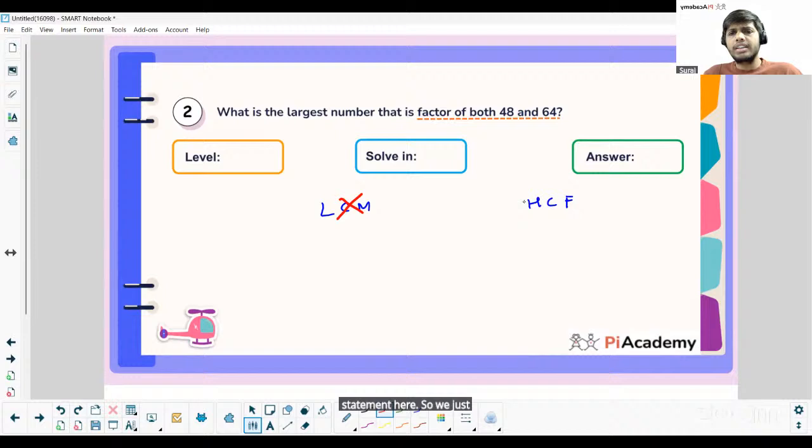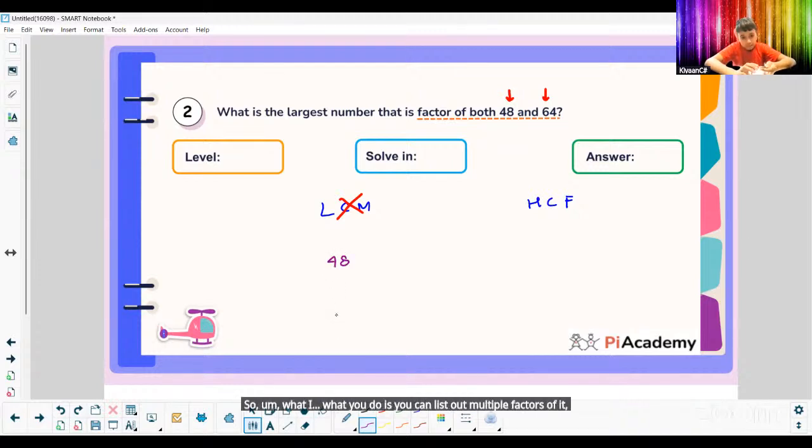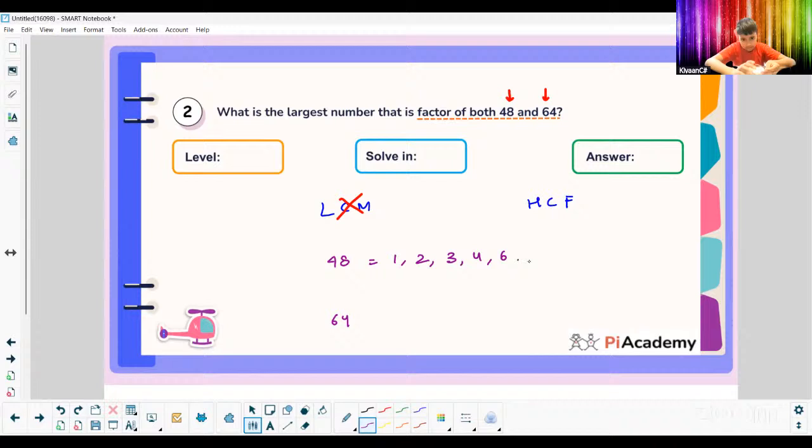So we just have to calculate the HCF for 48 and 64. How do you guys think? Shall we calculate this further? Yes, Kian, go ahead. Can you tell me? So what you do is you can list down the factors. If you list down 48, your factors are 1, 2, 3, 4, 6, 8, 12, 24, and 48.